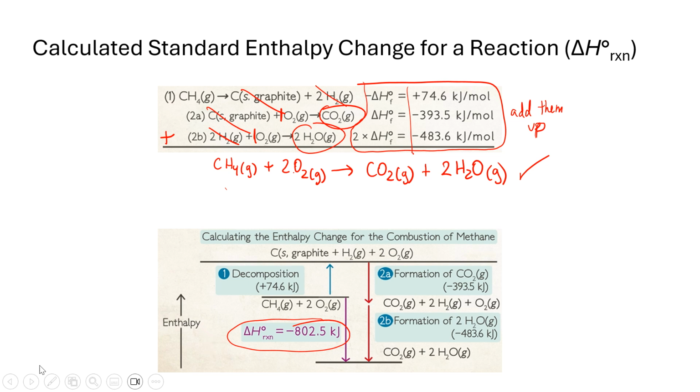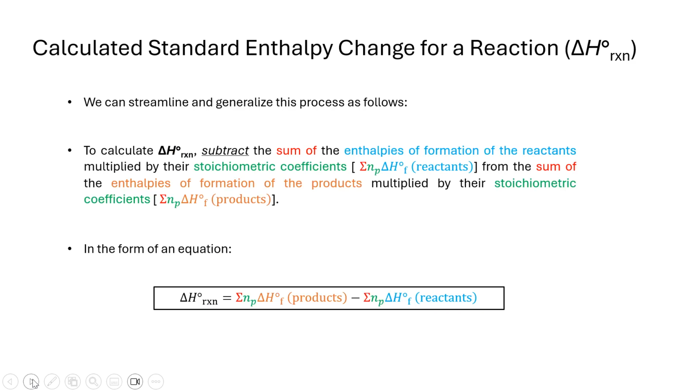That's pretty much it. Now, there is a simpler way to do this, because this looked kind of annoying, right? We had to basically write out the formation, decomposition, and do all of Hess's law. There's actually an easier way to do this. We can streamline and generalize this process as follows.